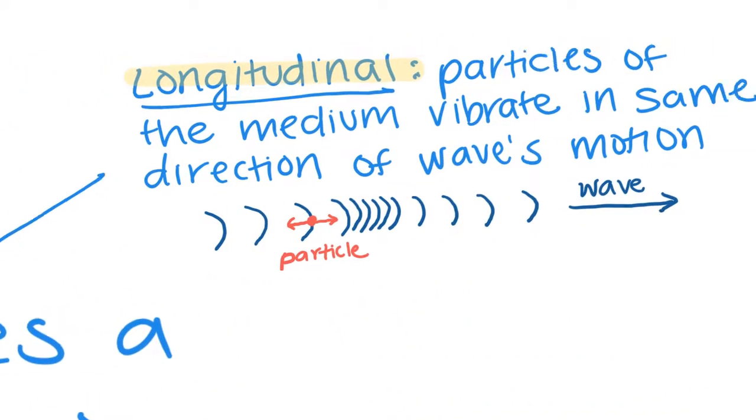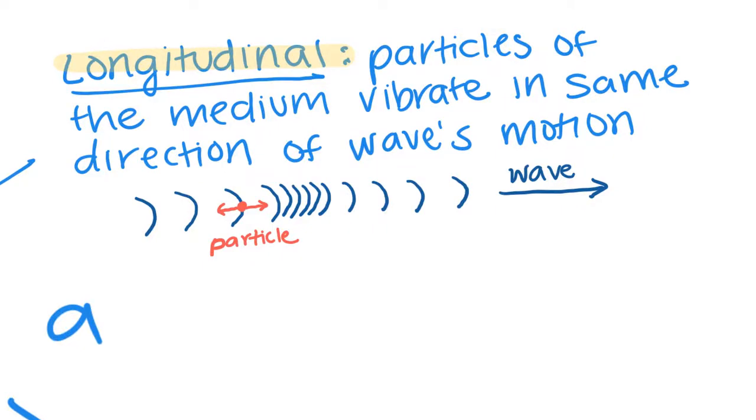Now, in contrast to a transverse wave, we have longitudinal waves. Longitudinal waves are when the particles of the medium vibrate in the same direction as the wave's motion. So we see that wave moving in this direction here. And in addition to that, the particles are also moving parallel to that direction. They're kind of shuffling back and forth in the direction that the wave is moving. So again, those particles are oscillating as well.